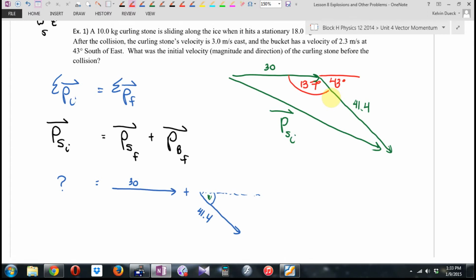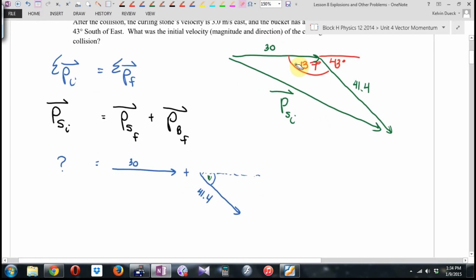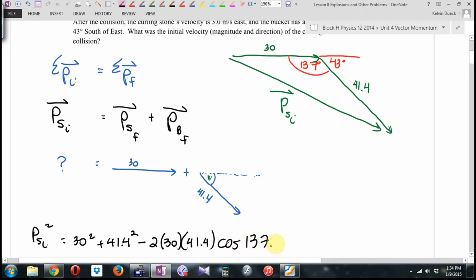How can I tell? Well, you may notice that almost always it's the cosine law when the angle's across from what we're trying to find. You can also tell because it's side angle side. You can also tell because this triangle does not have a pair that we know. Cosine law. What's the cosine law going to be? It's going to say the stone squared equals 30 squared plus 41.4 squared minus 2 times 30 times 41.4 cos 137.